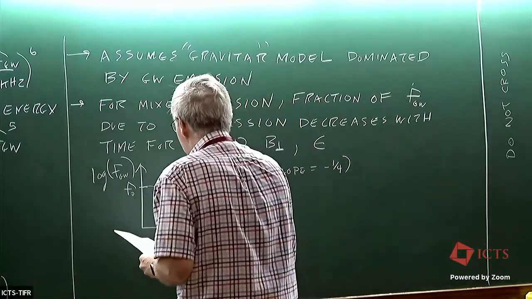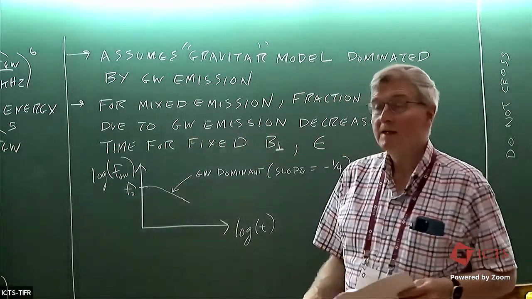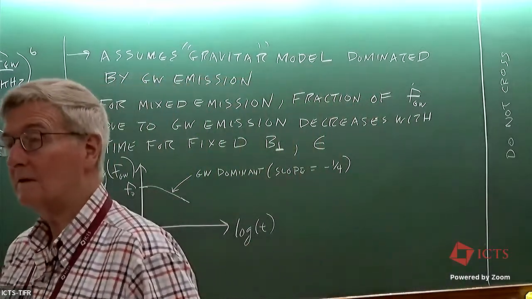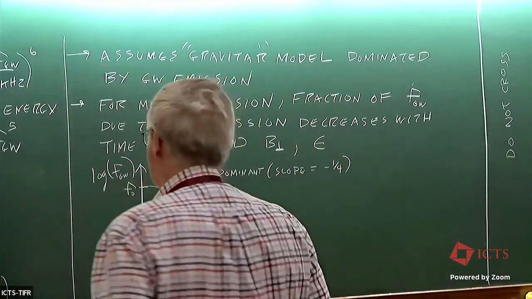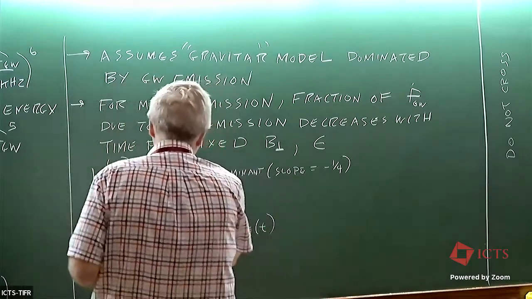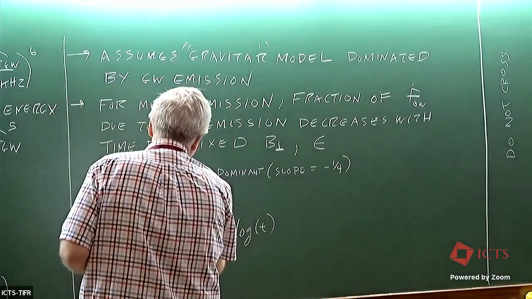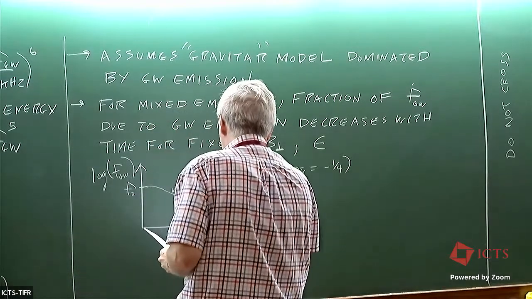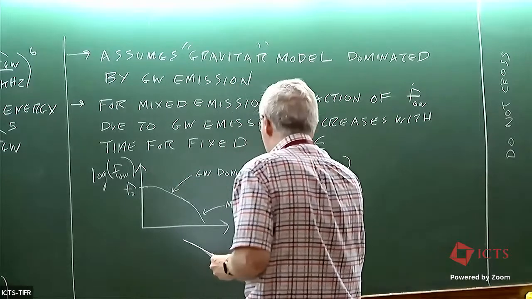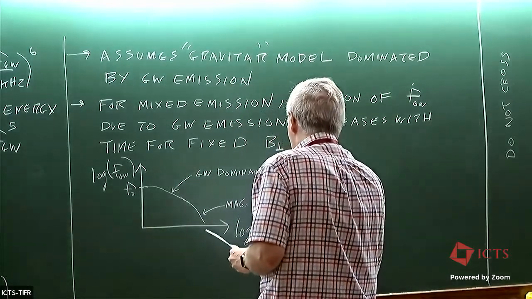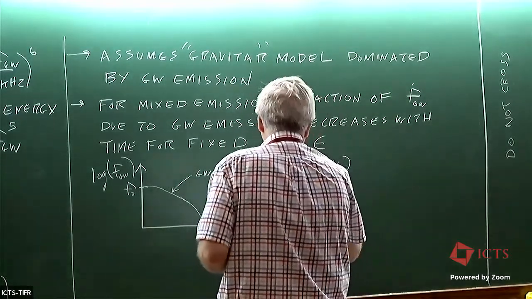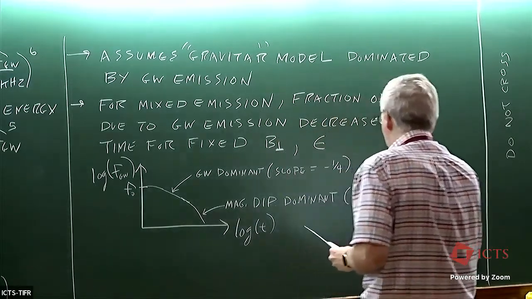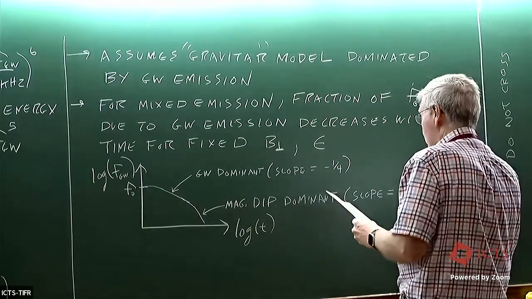But as the frequency comes down and down and down, then the relative importance of the gravitational wave emission has to get smaller compared to what it was before relative to the magnetic dipole emission. And we expect a turnover so that we transition into a slope here where the magnetic dipole emission is dominant. And in that regime, the slope will be minus 1/2.